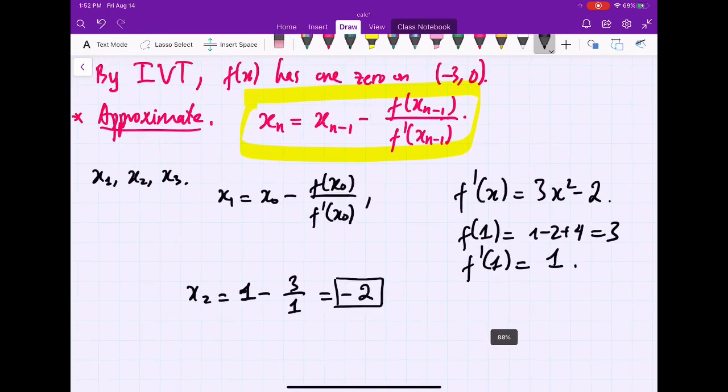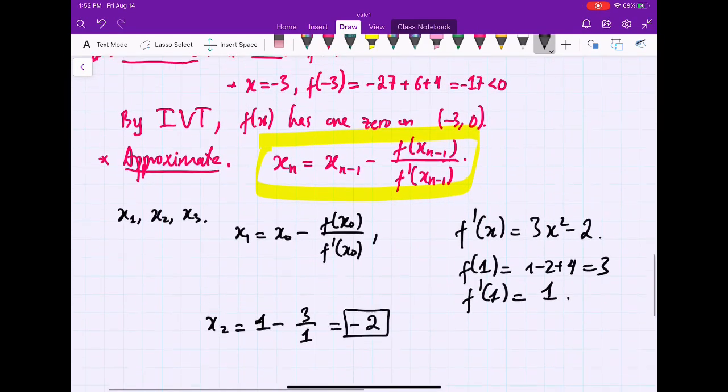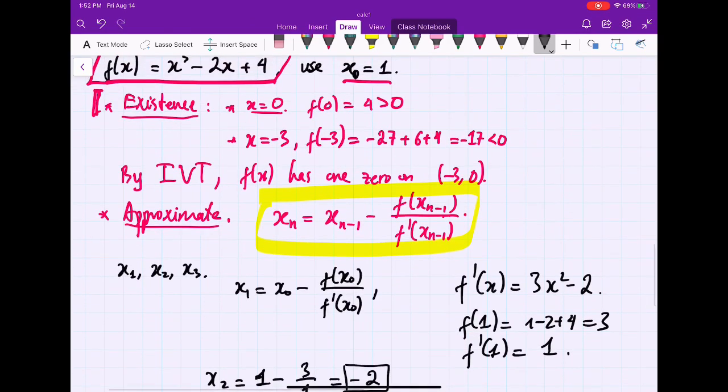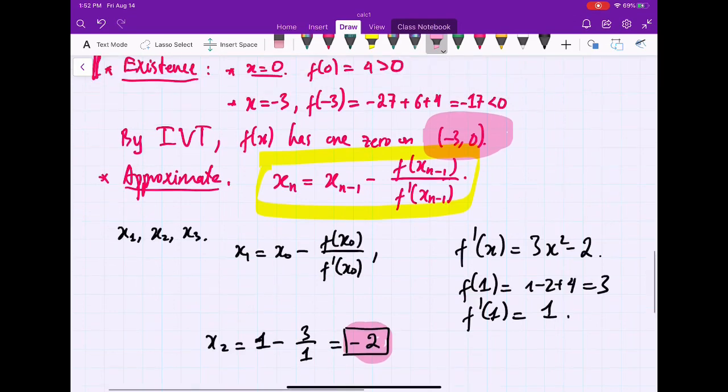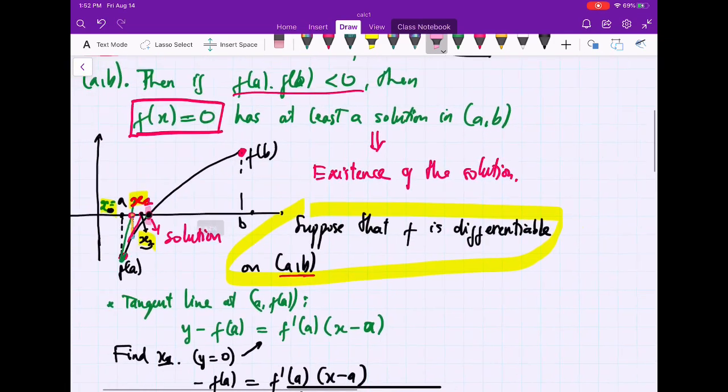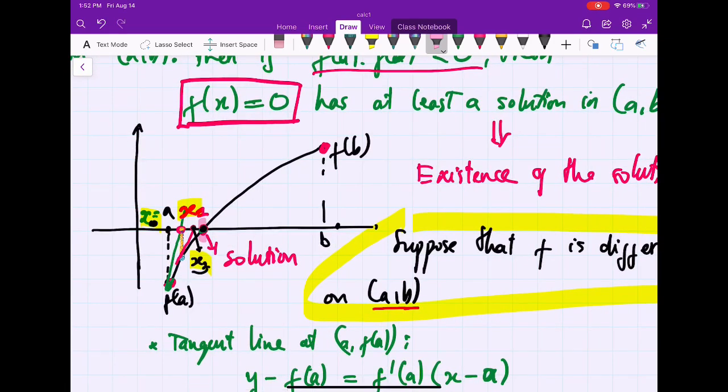Do you see something interesting in here? We start from 1. We showed that the function has at least one zero on negative 3 and 0. But we start from 1, which is not in this interval. But after one iteration, we already move into that interval. You see that? So now we are in the interval, even though we don't see the picture. Does that make sense? So that is also interesting.